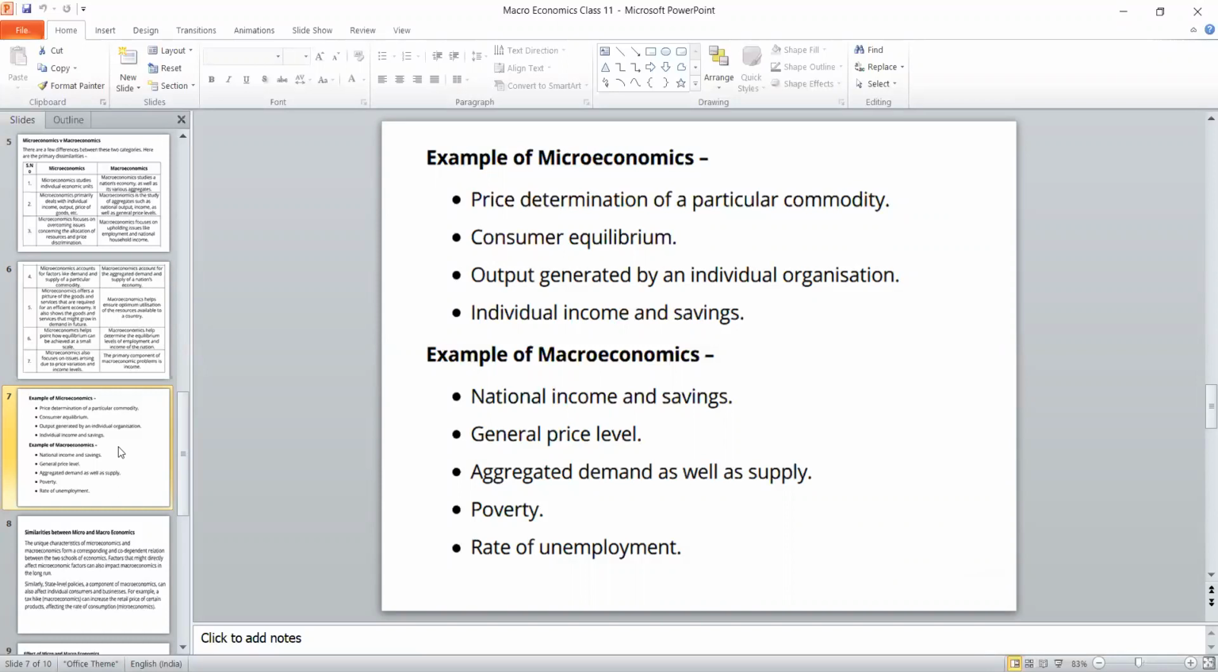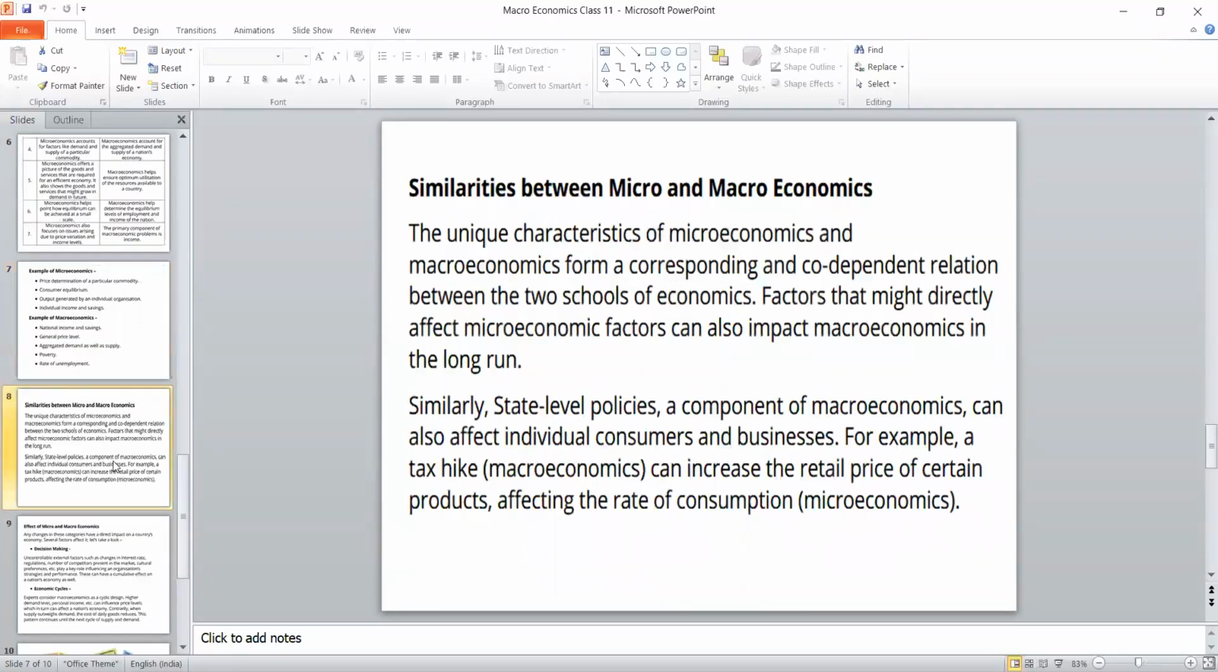So you should know the difference between micro and macro by using the concept. The easiest example is the third one. You can see output generated in an individual organization is micro. Suppose the same output is generated in the sugar industry, then it is not micro, it is macro. So finally, I'm moving to the next one, which is the similarities. This particular slide I have given because in the forthcoming units, unit 3, unit 4, unit 5, this is something we should know.